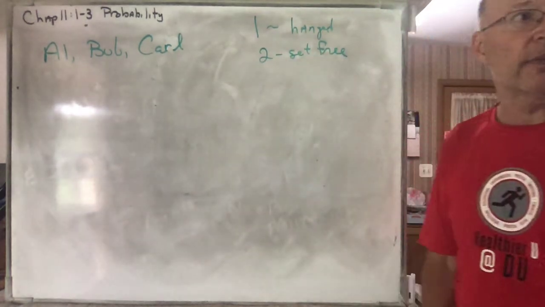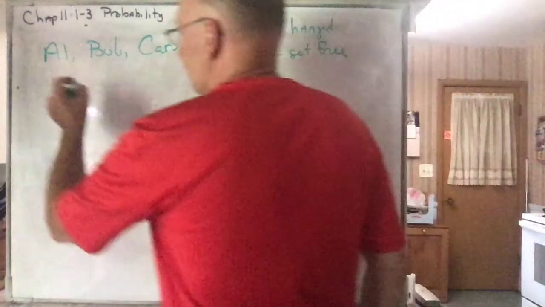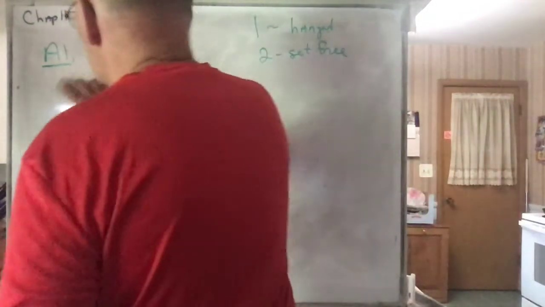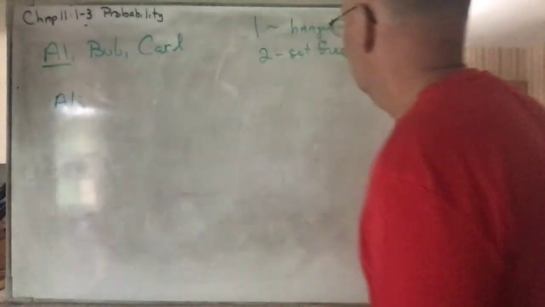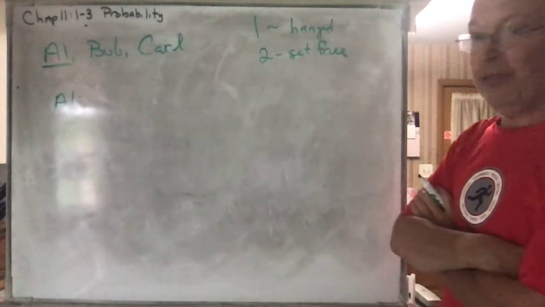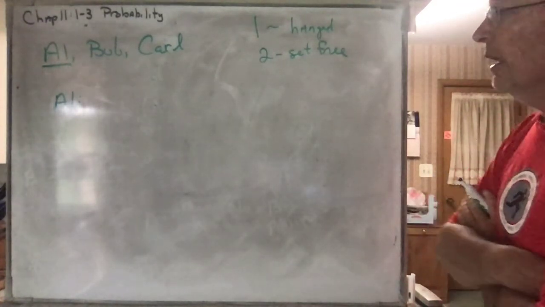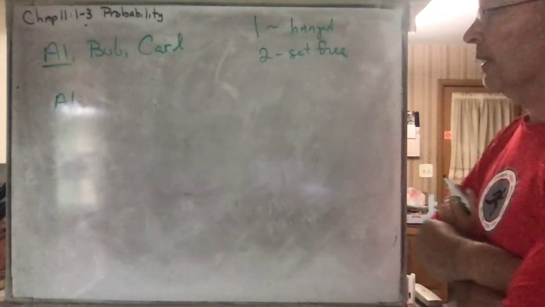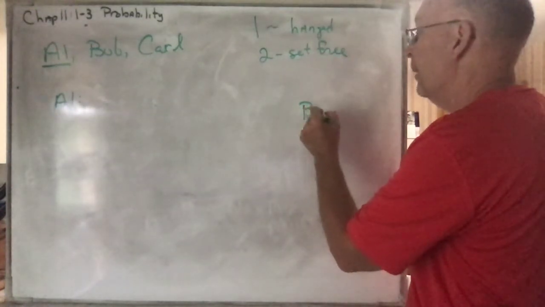Okay? They all know that. That's all true. They all know that. And so the jailer comes to the cell, and Al says to the jailer, hey, I know that at least one of these other ones is going to be set free. Maybe they both are. Maybe I'm the one that's hanged, but I know that at least one of them is going to be set free. So go ahead and tell me one of them that's going to be set free. And the jailer says, okay, I'll tell you, Bob is going to be set free.